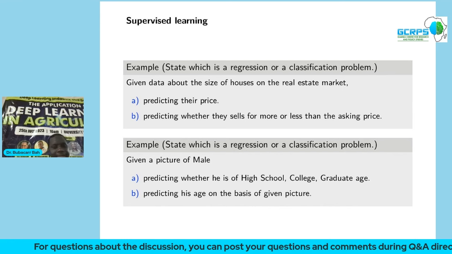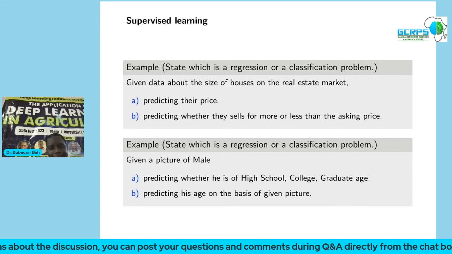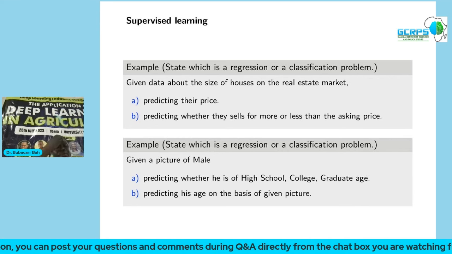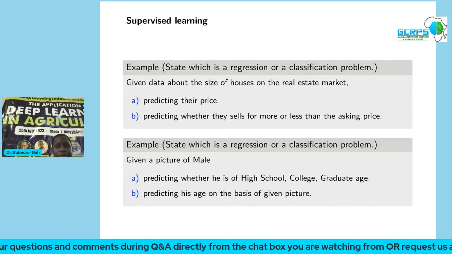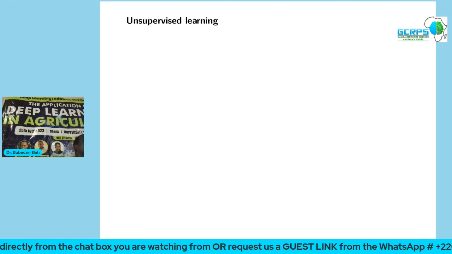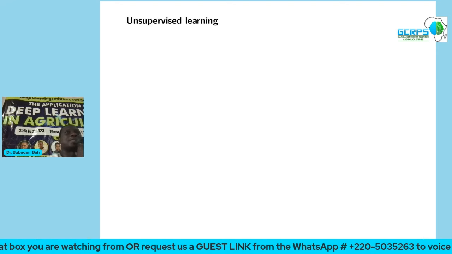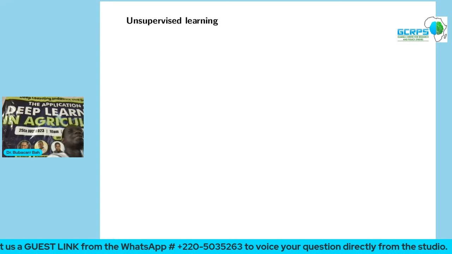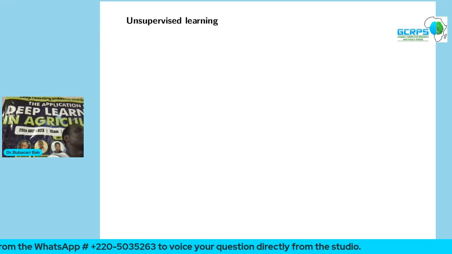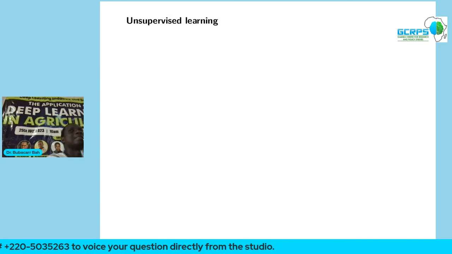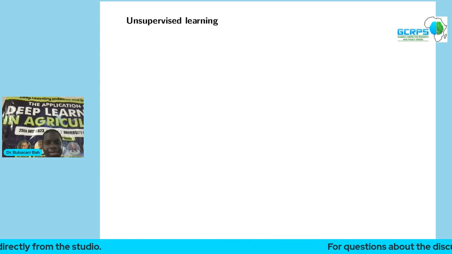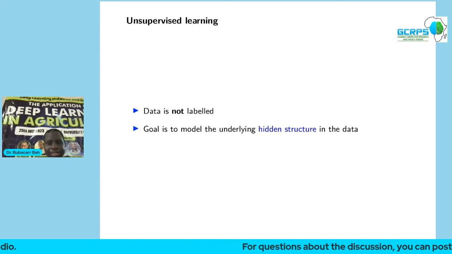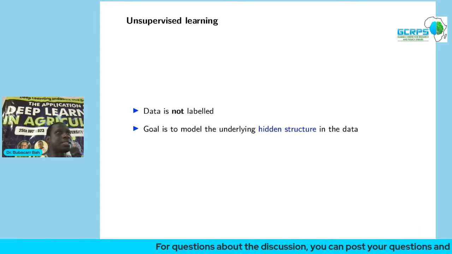Three classes, right? Good. And if you have to predict this person's age on the basis of the given picture, what is that problem? Classification or regression? You are predicting the age of the person. You look at the image and you say whether they are 20 years or 25 years. It's a regression problem, right? Yes. It's a regression problem. You're predicting a number. Okay, good. Seems you guys are following.